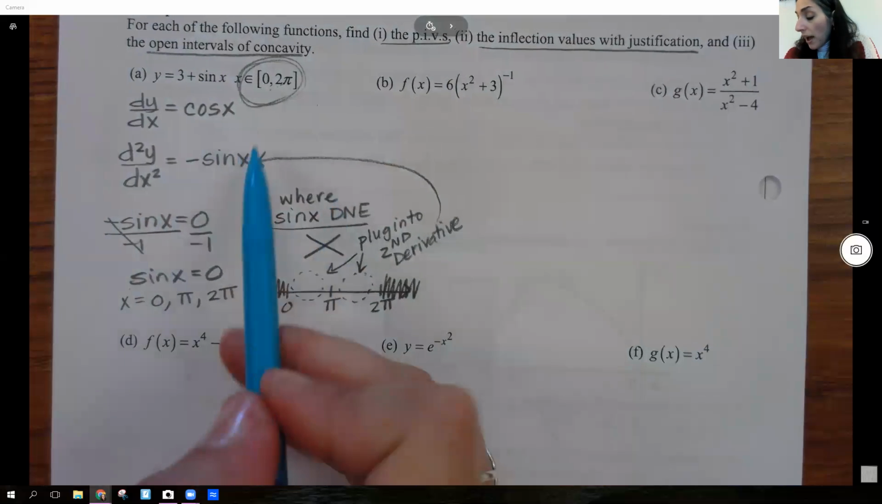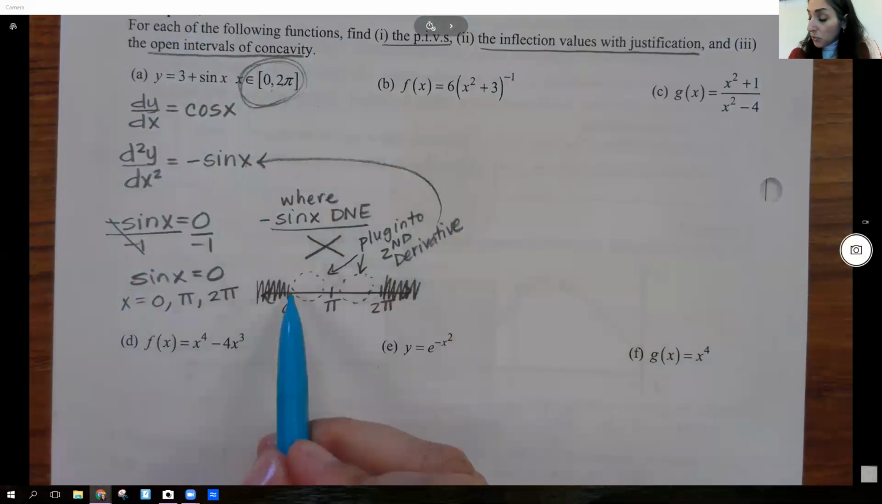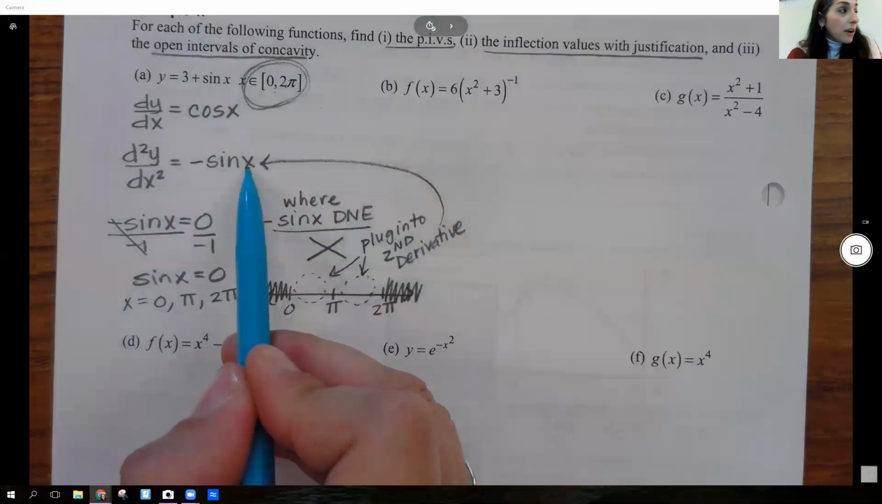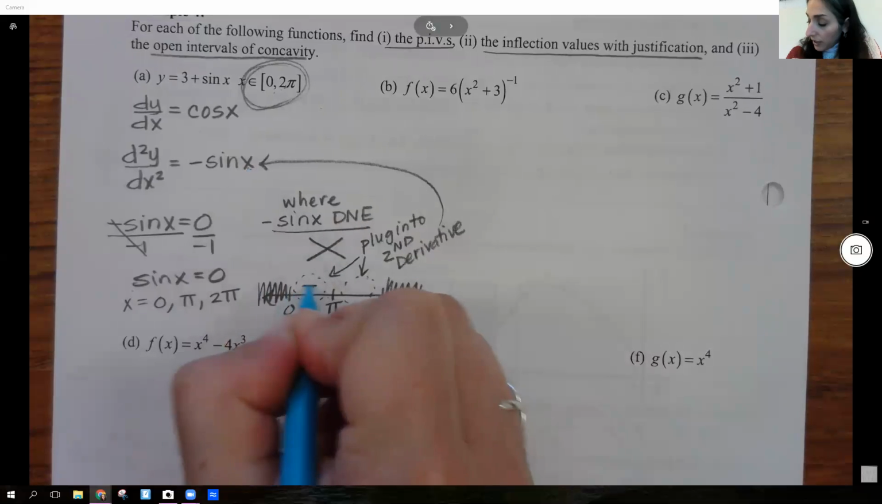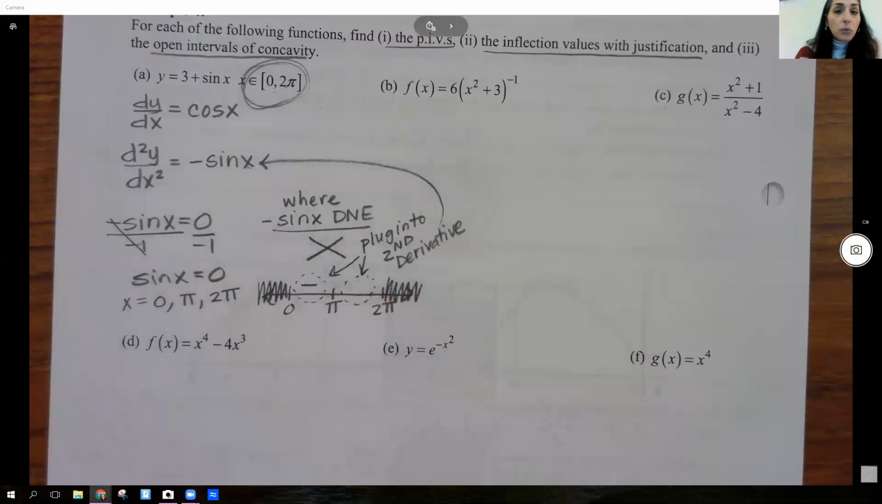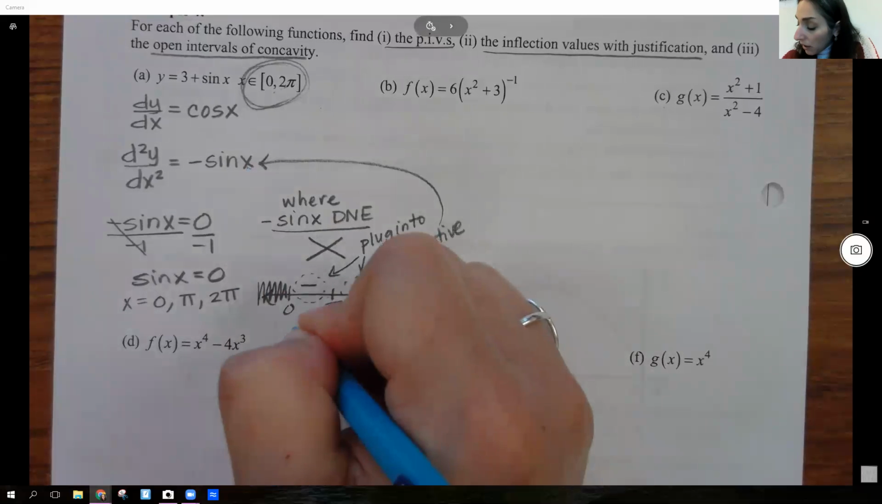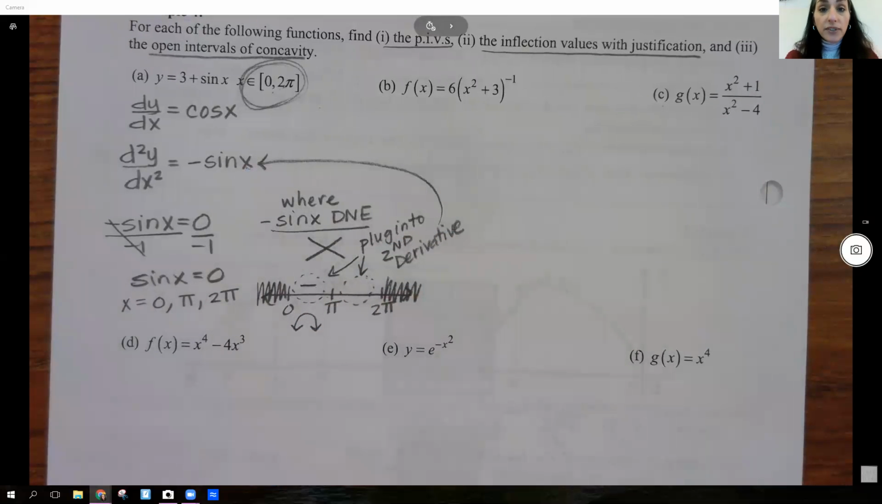So if we plug pi over 2 in here, because that's in between 0 and pi, am I going to get a positive answer or a negative answer? Negative answer. Yeah, good, negative, right. So what does that mean? That means that we are concave down. Your second derivative tells you about concavity. So if you get a negative answer, you are concave down.